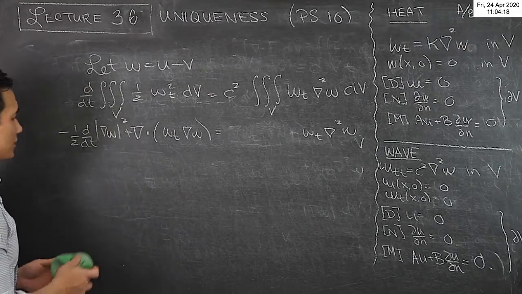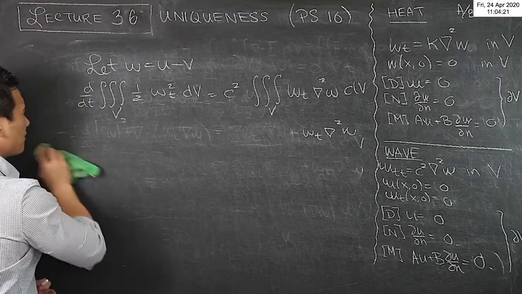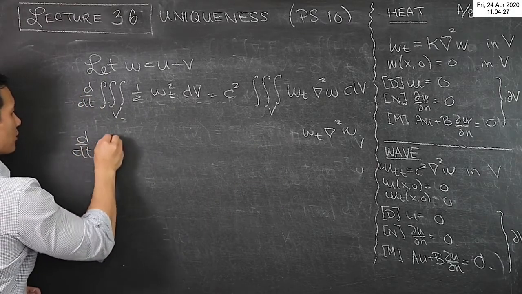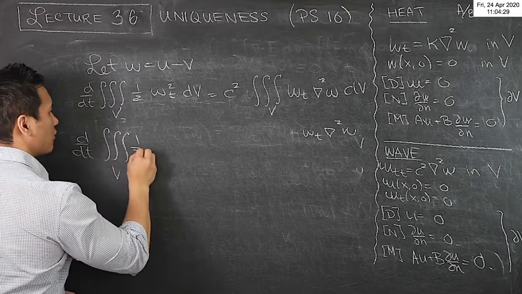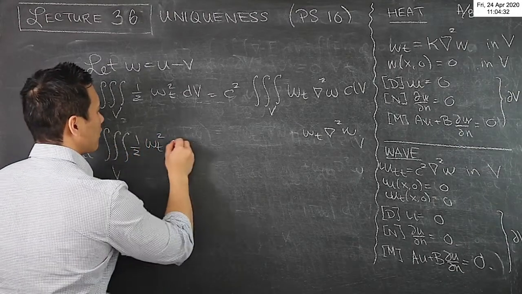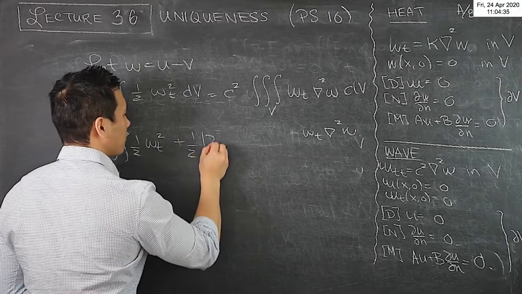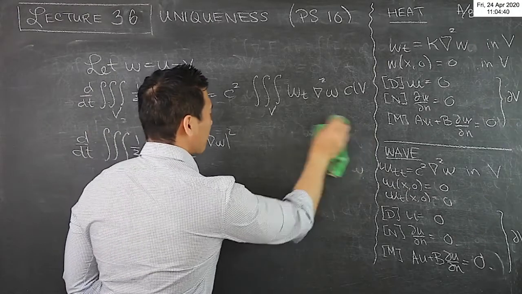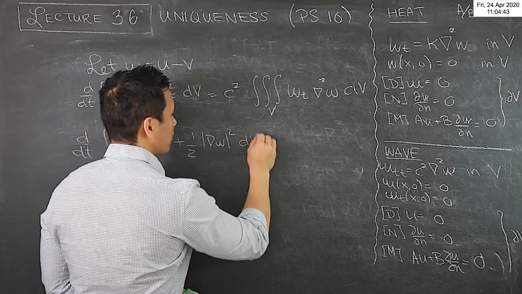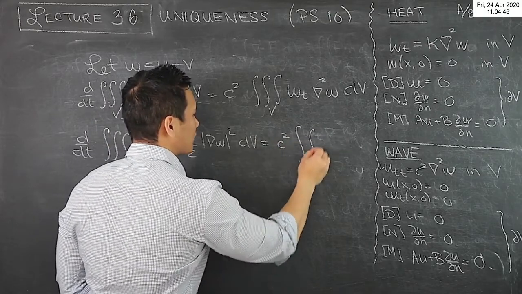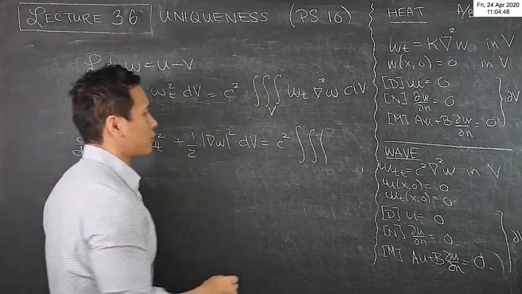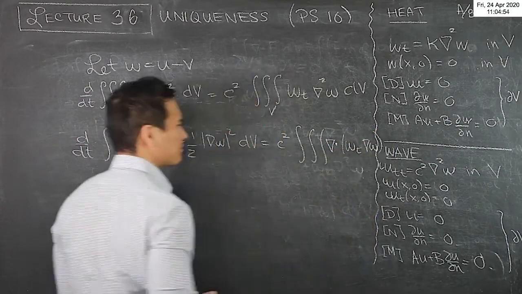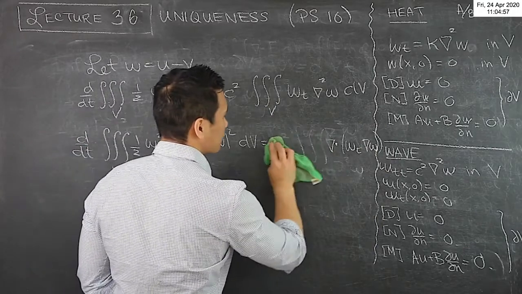So you move it over to the left-hand side, and it becomes d/dt of the triple integral over V of 1/2 w_t squared plus 1/2 magnitude of grad w squared dV, is equal to c squared times, and on the right-hand side here, you remember you had that divergence. So this was a divergence of w_t grad w. Let me rewrite this properly so there's enough space.